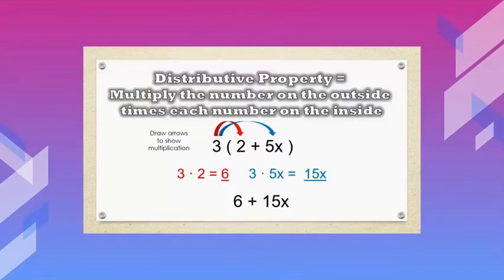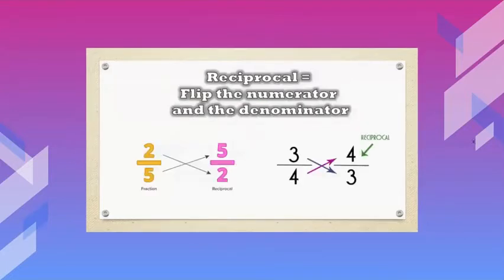In these lessons, we also refreshed our memory about distributive property. Distributive property is when you multiply the number on the outside times each number on the inside. In class, we draw arrows to show multiplication. Once again, we're going to see the reciprocal in these problems. So the reciprocal is when we flip the numerator and the denominator. The bottom number becomes the top, and the top number becomes the bottom.